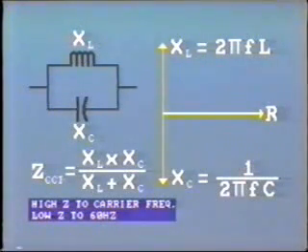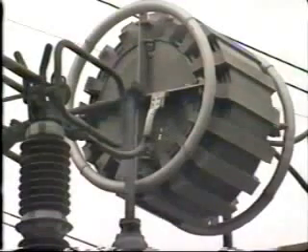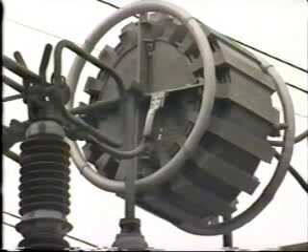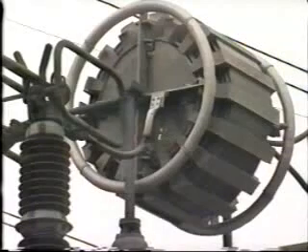It effectively blocks the escape of the high-frequency signal. As the line traps are placed in series with the power line, the equipment, that is, the reactors and capacitors, must be very robust and capable of passing high fault currents, say 60,000 amps.